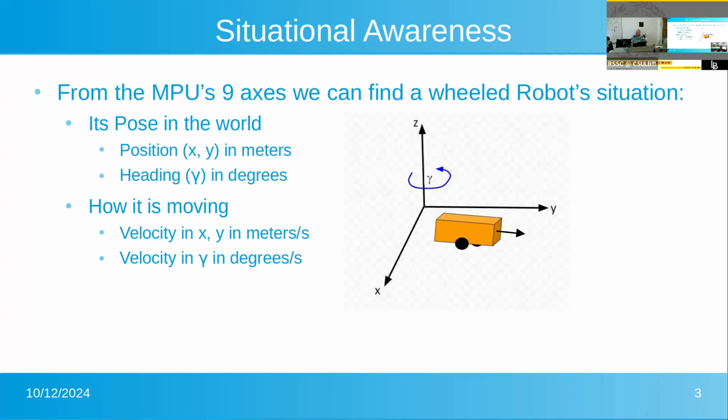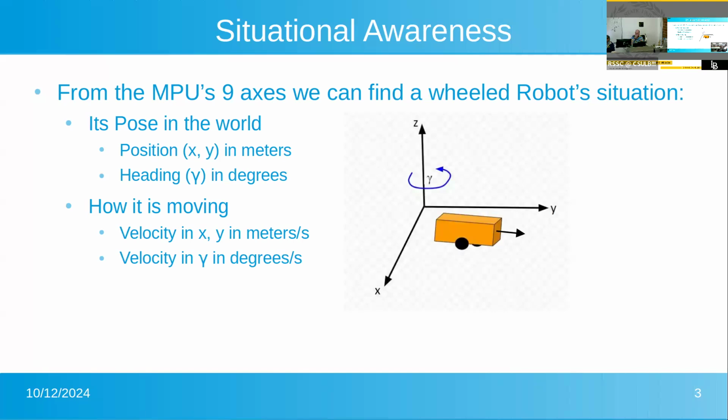It's going to have the MPU, it's 9 axes. It helps us find the robot's situation. By situation, I mean pose and how it's moving. The pose is its XY coordinates. As you can see here, the robot is sitting there or it's moving. It's got a direction it's moving in, it's got a position. That direction is heading, and the position is in XY.